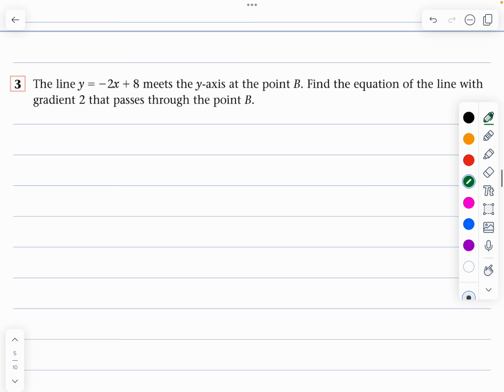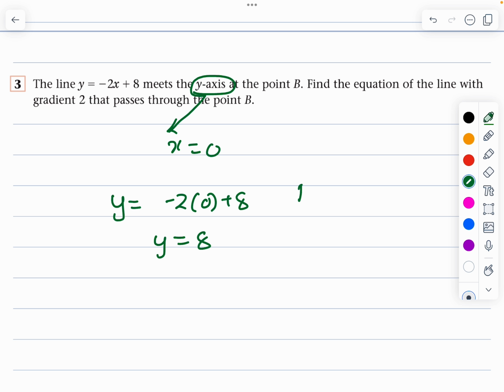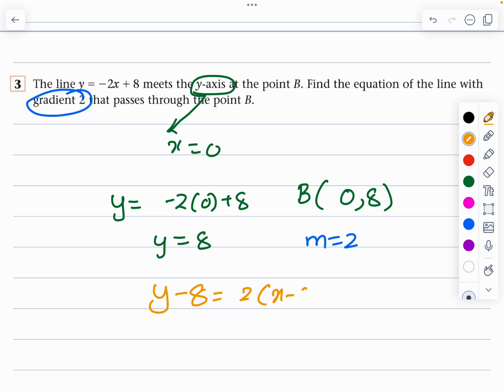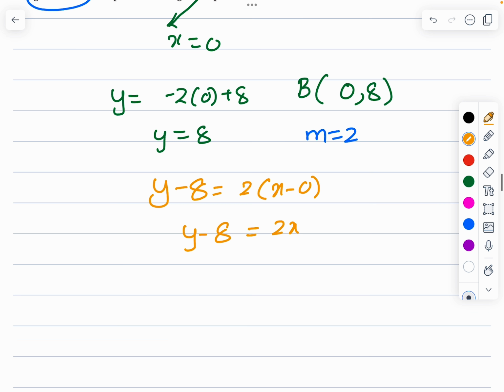Next one, the line meets the y-axis. Y-axis means x equals 0. So y equals negative 2 times 0 plus 8, so y equals 8. So the point B is (0, 8). Now the gradient is 2. Then the equation will be y minus y1 equals m times (x minus x1). So y minus 8 equals 2x. Y equals 2x plus 8.